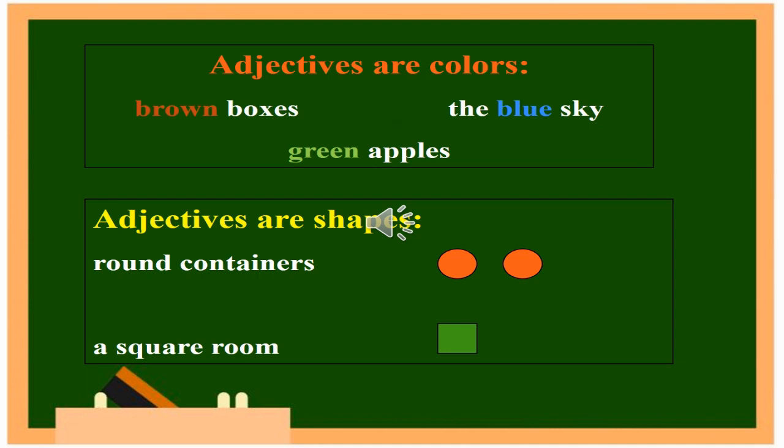Descriptive adjectives can also be colors or shapes. Example: brown boxes, the blue sky, green apples. Round containers, a square room. Again, adjectives can be colors and shapes.